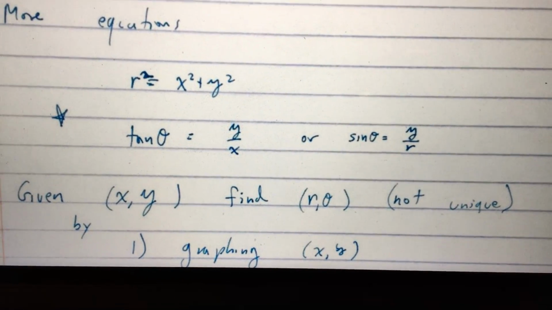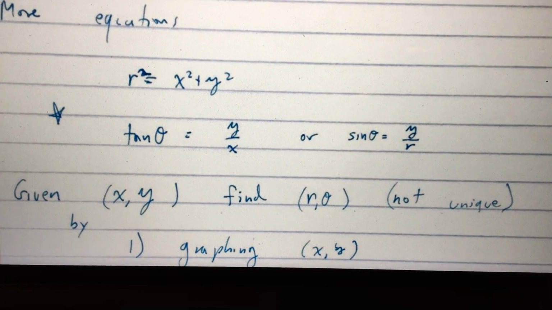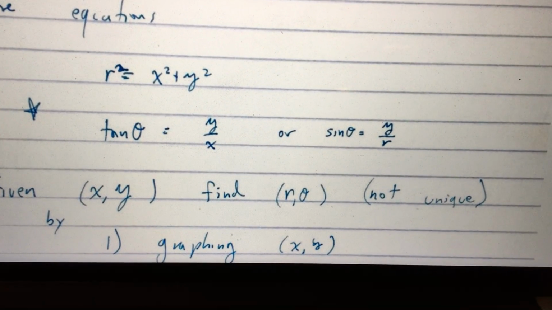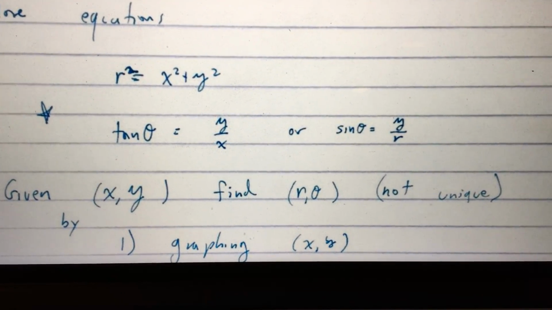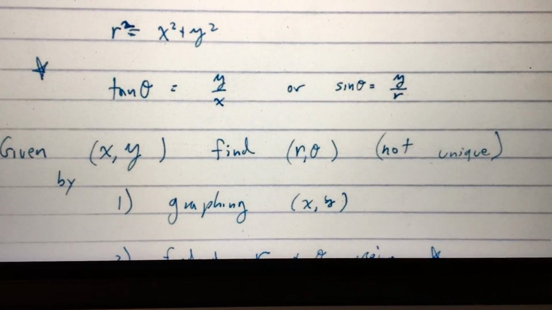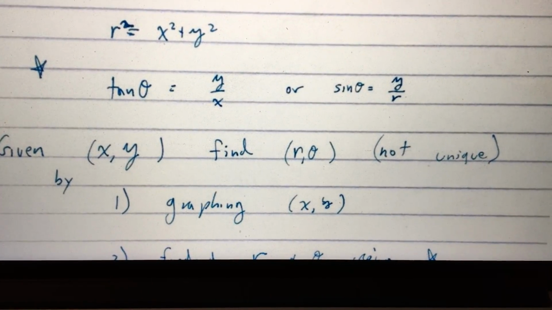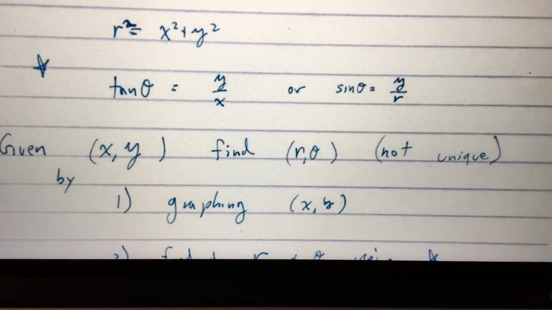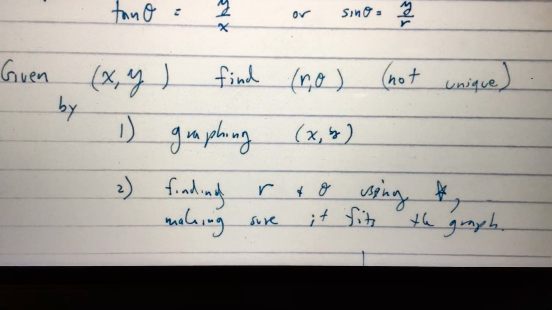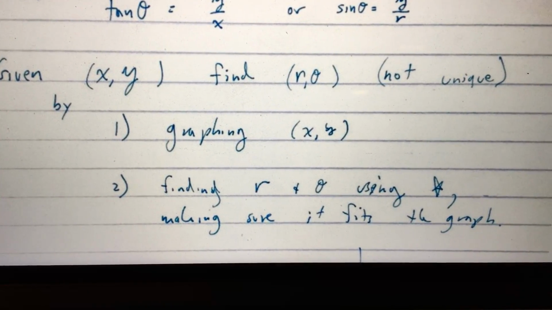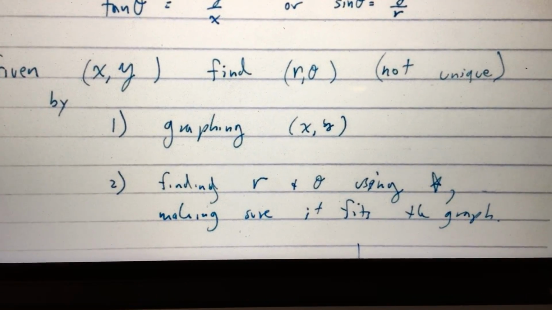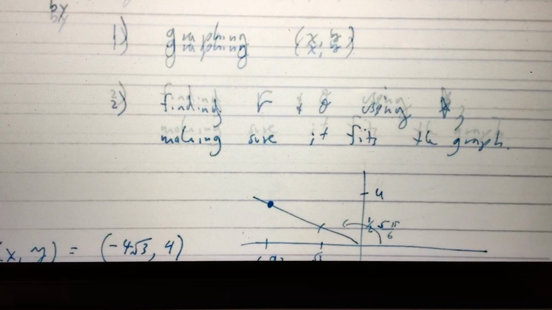So then the question is, if you're given an xy value, find r and theta. And they won't be unique, but you might want to find them for purposes. And so here's how you do it. First of all, you should graph the x and the y, because you want to know where that point is going to be located so that you can make sure that it actually makes sense when you find r and theta. Then you can find r using the equations and theta using the equations, and you make sure that it fits the graph. So here's what I mean by that.